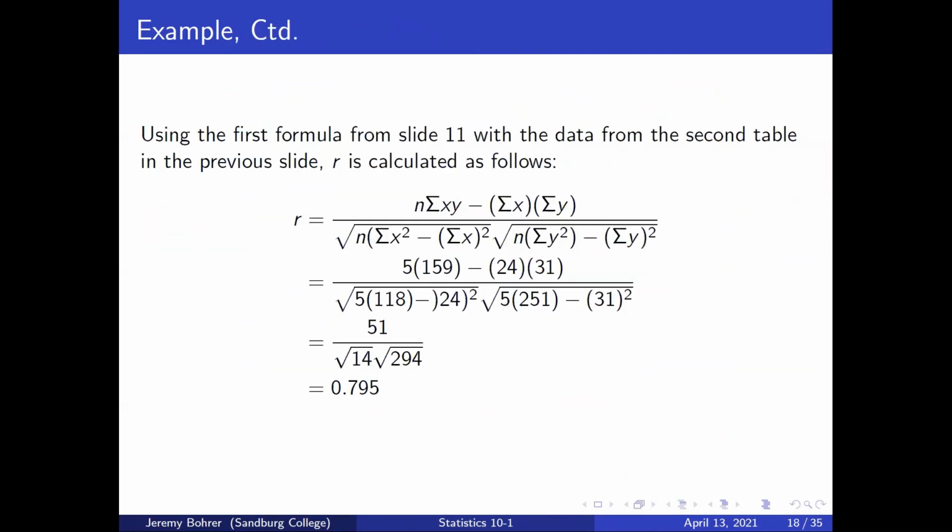Using the first formula from slide 11 with the data from the second table in the previous slide, R is calculated as follows. And I'm not going to read all of this out. You can see for yourself what this does and duplicate it if you want to. R comes out to be 0.795.